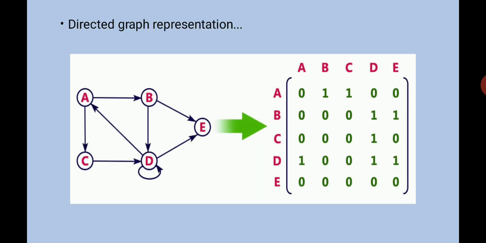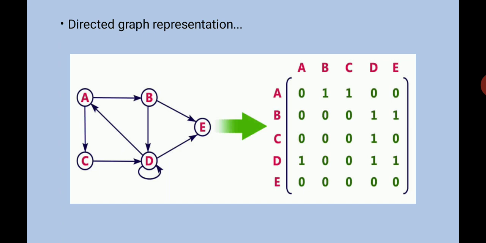What if we have a directed graph? See, A, B, C, D, E and A, B, C, D, E. Now if I start from A to A, there is no loop, so I put a 0. From A to B, yes, there is 1. From A to C, yes, there is. From A to D, I cannot go, so it is 0. And from A to E, it is 0, right?